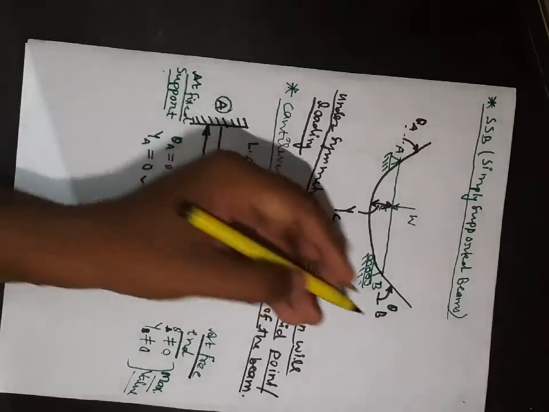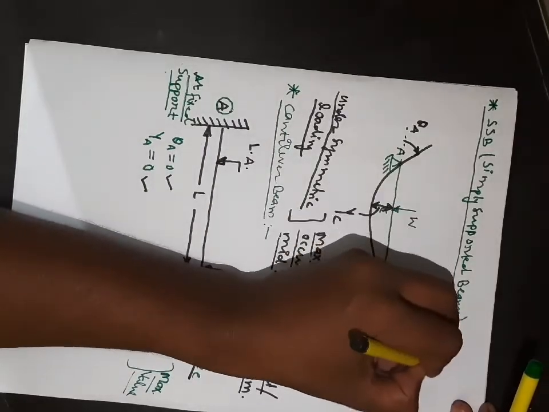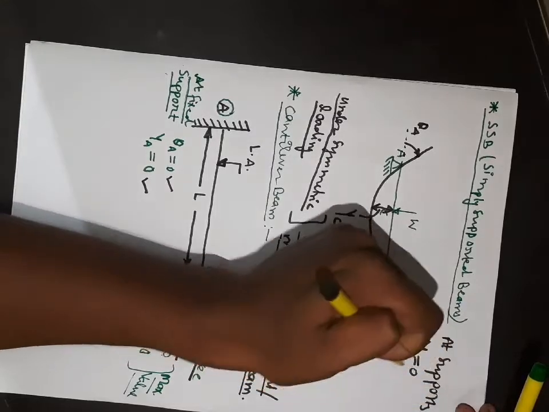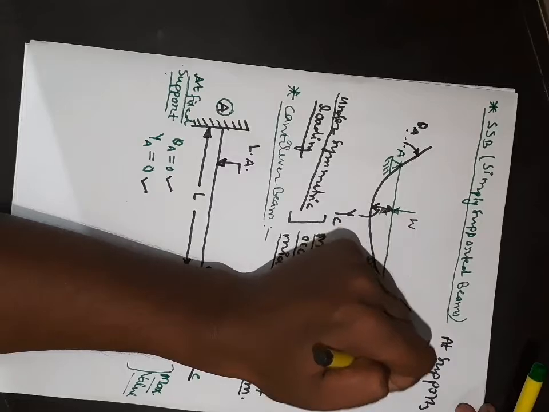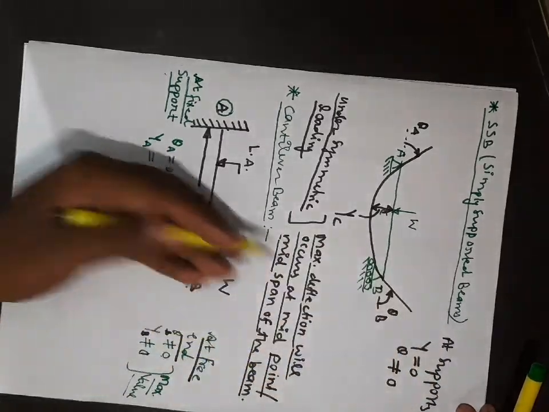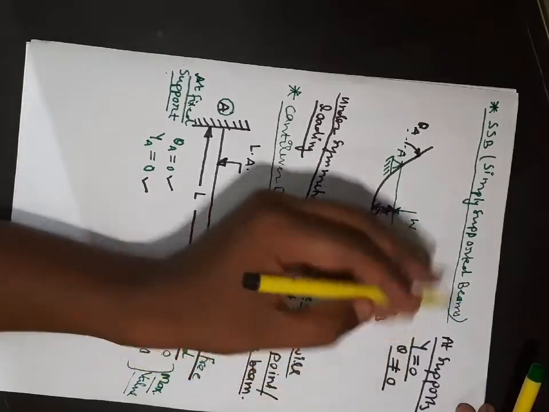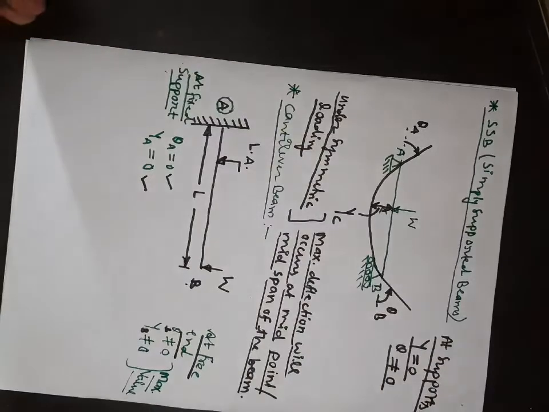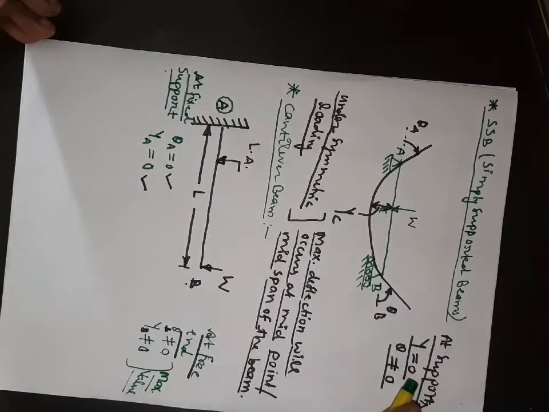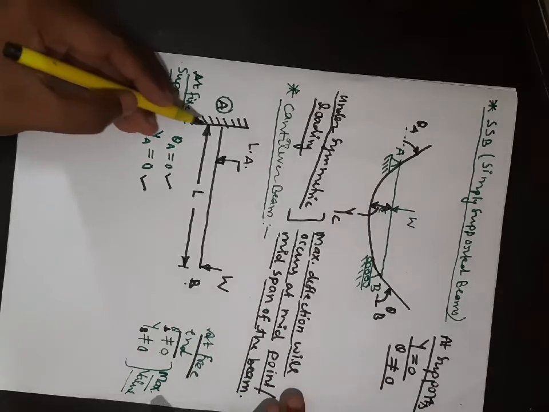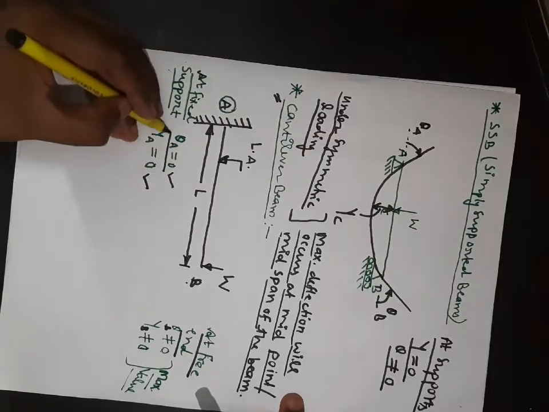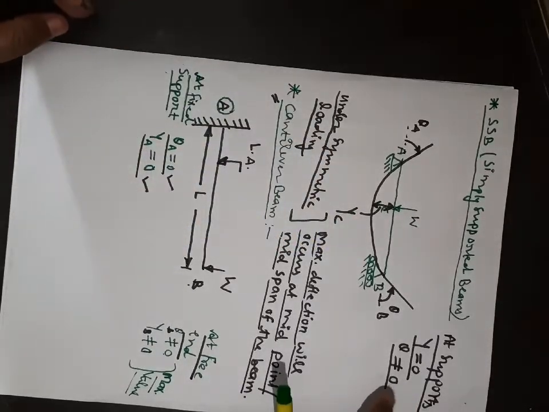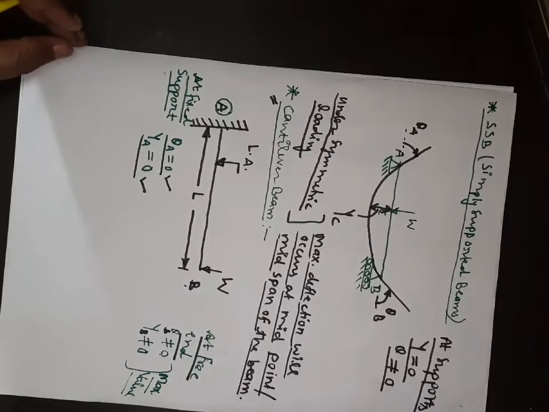At supports, always remember, in case of a simply supported beam, deflection will always be 0, but slope will not equal 0. In case of a cantilever beam at the support, both the deflection and slope will be 0. But in case of a simply supported beam at the support, deflection is 0, but slope is not equal to 0.